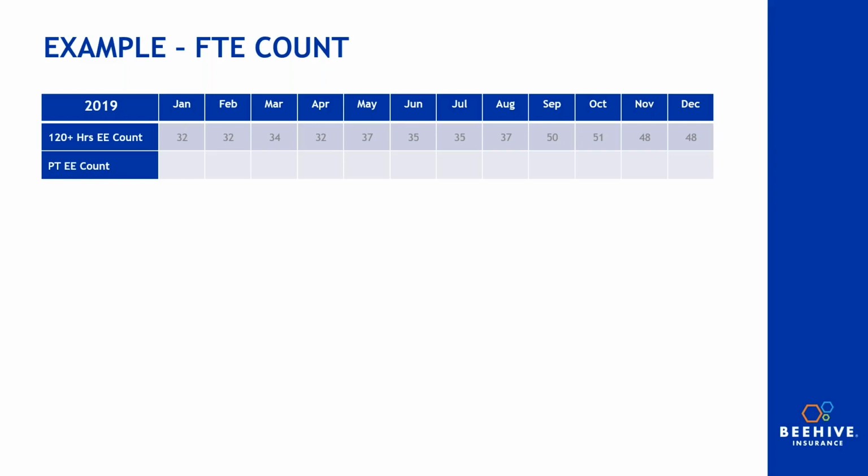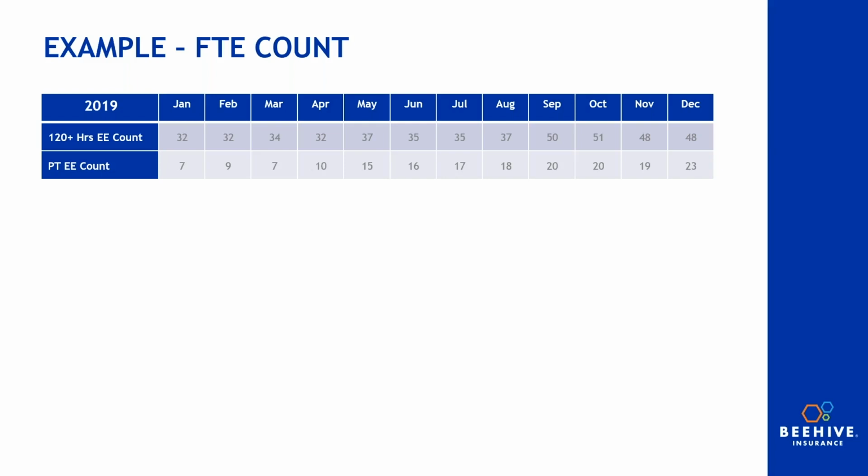Next, we're going to look at all of our employees who worked less than 120 hours per month. Today, we're going to call them our part-time employees. And we're going to count how many of them worked less. Again, you can see we had a slight jump beginning in June, July, August, but again, the big jump is towards the end of the year, September and October.